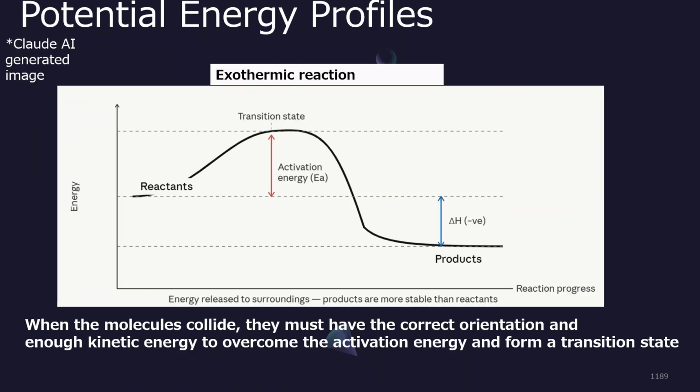Now, when the molecules collide, they must have the correct orientation and enough kinetic energy to overcome the activation energy and form a transition state. So a transition state is on the very top of this profile. It's sort of the highest point that your reaction pathway will ever be at. It's kind of a very unstable thing that involves multiple bonds being formed and broken at the same time, all connected onto your target molecule, which is why it's very unstable. We'll get into that a little bit in the future, but just for now, so you're aware of what this terminology means.